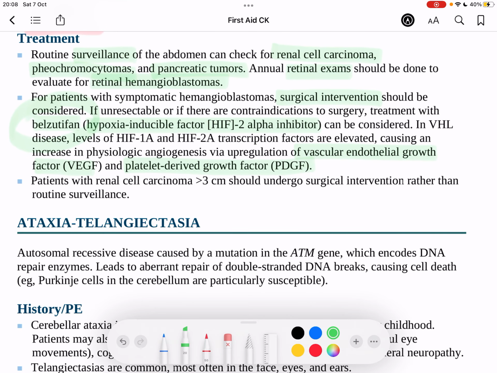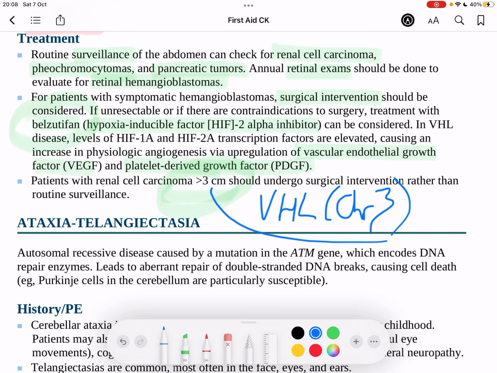And then finally, patients with renal cell carcinoma, and that renal cell carcinoma being more than 3 centimeters, should undergo surgical intervention rather than routine surveillance. Okay, so just remember that number of more than 3. Which is quite easy to remember because the von Hippel-Lindau gene is located on chromosome 3. So you can just remember that a renal cell carcinoma has to be more than 3 centimeters to be resectable. Okay, and von Hippel-Lindau has literally got 3 letters in his name.